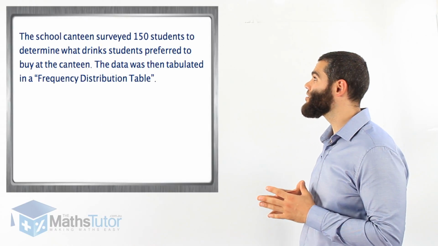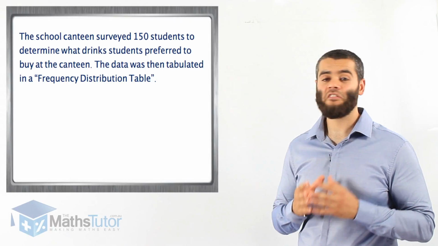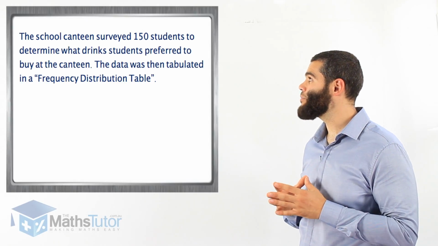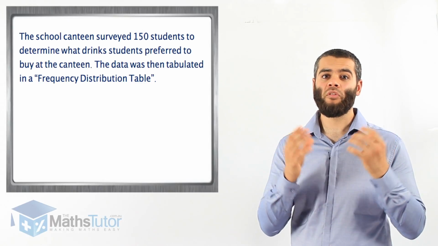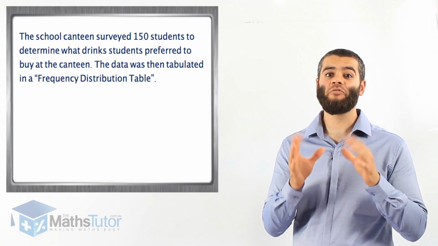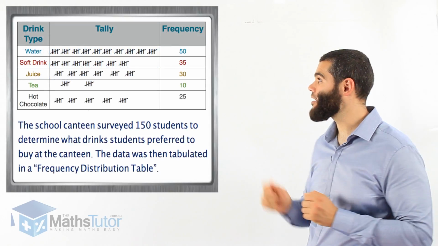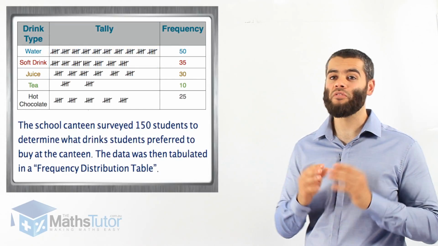The school canteen surveyed 150 students to determine what drinks students preferred to buy at the canteen. The data was then tabulated in a frequency distribution table. So the data was collected, gathered, and now is going to be sorted and displayed in a frequency distribution table. What does a frequency distribution table look like? It looks like this. This is the basic frequency distribution table.